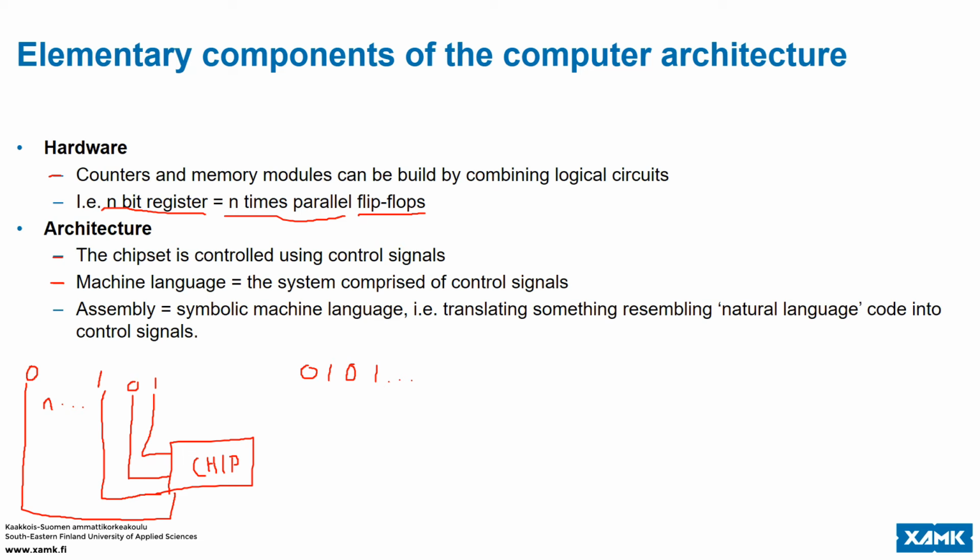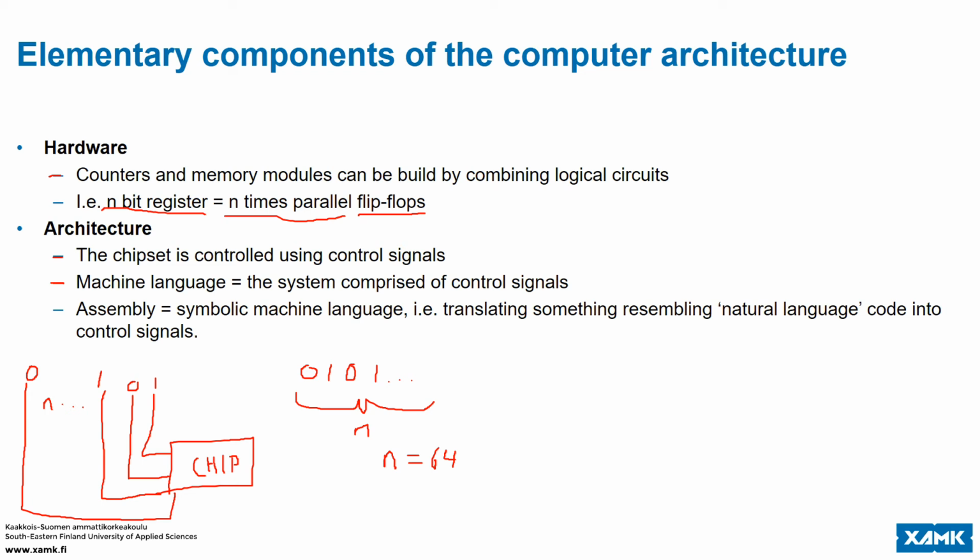And of course, depending on how many binary numbers we tie together, so this would be n. So if n is 64, we would say we have a 64-bit computer or a 64-bit processor, because here n is 64 individual bits.